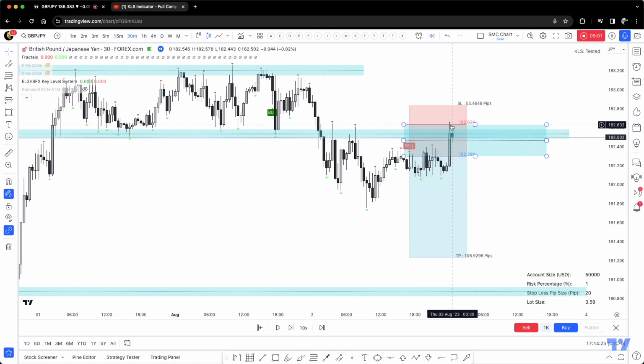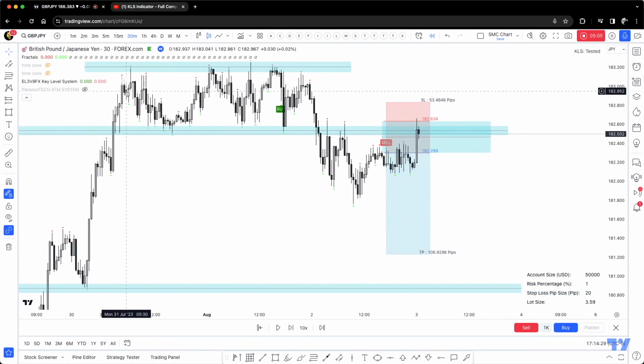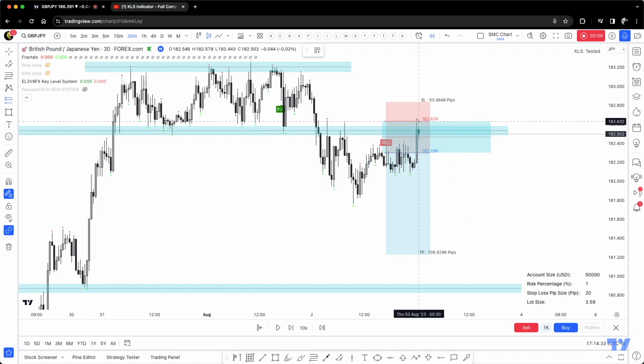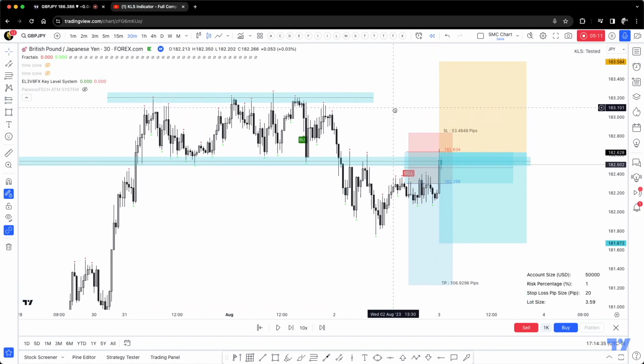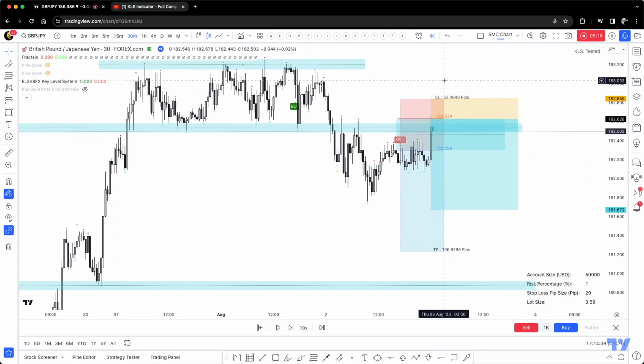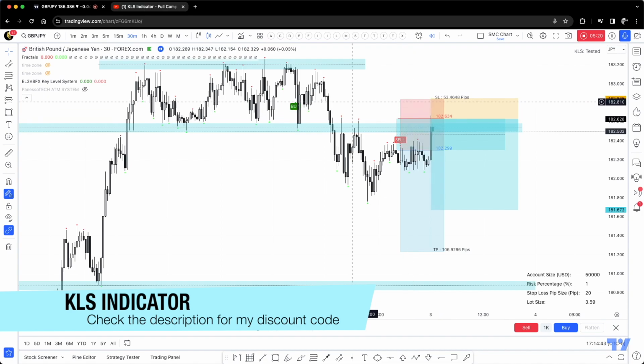Is this a sign for you to get out? Not necessarily. You can actually enter another position just right there. You can put your stop above that 20 pip zone, above the buffer.